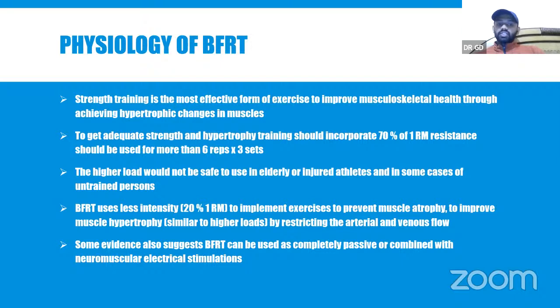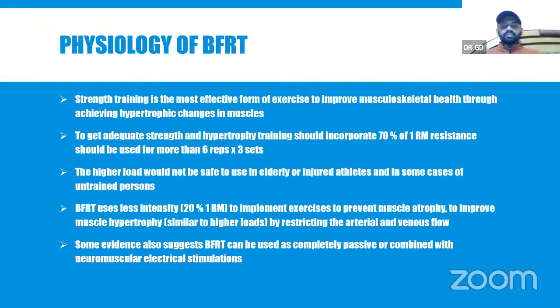To get adequate strength and hypertrophy, there are strict protocols to be followed. That is somewhere around 60 to 80 percent of 1 RM resistance you need to provide. For example, if I can lift 100 kg in one rep, then somewhere around 60 to 70 kg, I need to lift for more than 6 reps, 6 to 10, 11, 12 reps, for 3 sets. So this is the ideal protocol for hypertrophy.